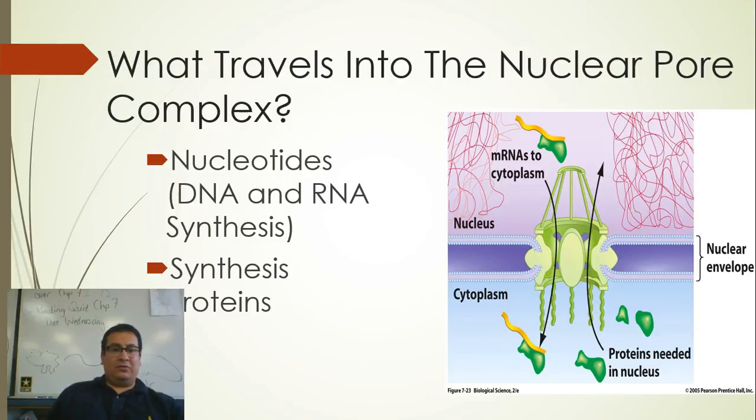So what can travel into the nuclear pore complex? You have nucleotides, both DNA and RNA. Remember, deoxyribonucleic acid and ribonucleic acid, two different sugars. Remember, the nucleotides also have a phosphate and a sugar in the base, and the nitrogenous base is different in both. DNA has GCAT, guanine, cytosine, adenine, and thymine, and RNA has guanine, cytosine, adenine, and uracil. Alright, and also what travels into the nuclear pore complex are the proteins needed for the synthesis of RNA and DNA.